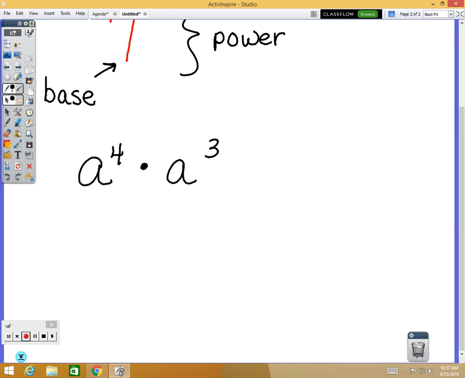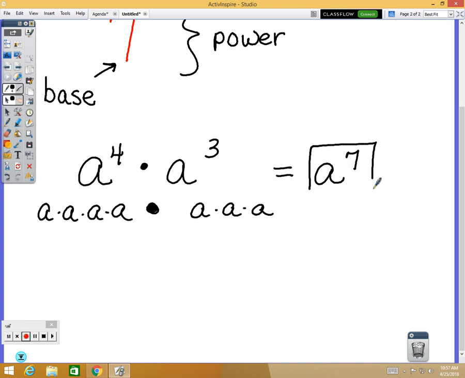What does the exponent tell you? In a power, what does an exponent tell you, Daphne? How many times you're multiplying the number by itself? Very good. So for instance, a to the 4th power, that would be a times a times a times a. And a to the 3rd power would be a times a times a. So here I have 4 a's times, over there, 3 a's. So how many a's total do I have? 7 a's. So this would equal a to the 7th power.